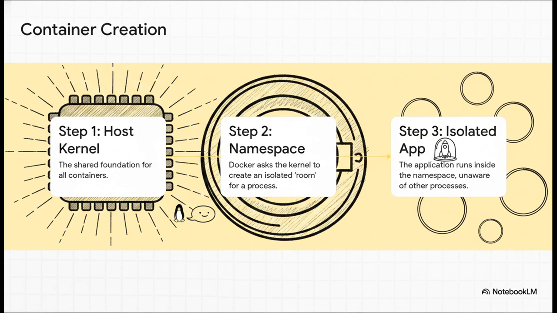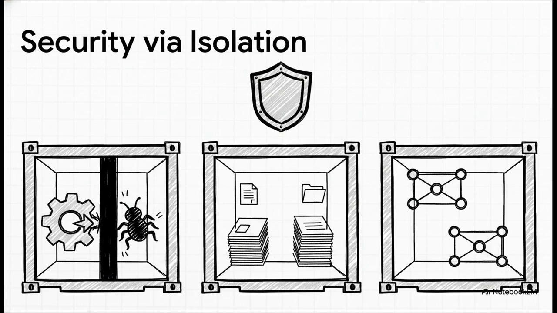Then, when you launch a container, Docker basically asks the kernel, hey, can you build me a new isolated room, a new set of namespaces for this process? And the kernel does it. The application then boots up inside that room, completely sandboxed. From its perspective, it looks like it has the entire machine all to itself. And this powerful separation is really the foundation of Docker's security model.